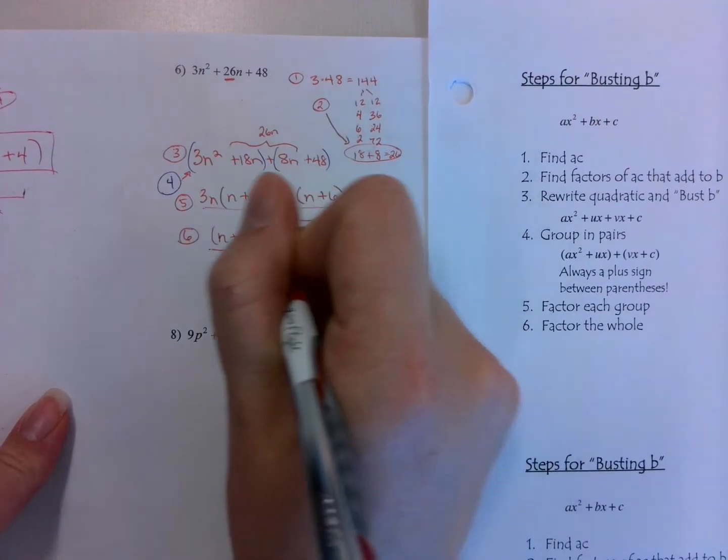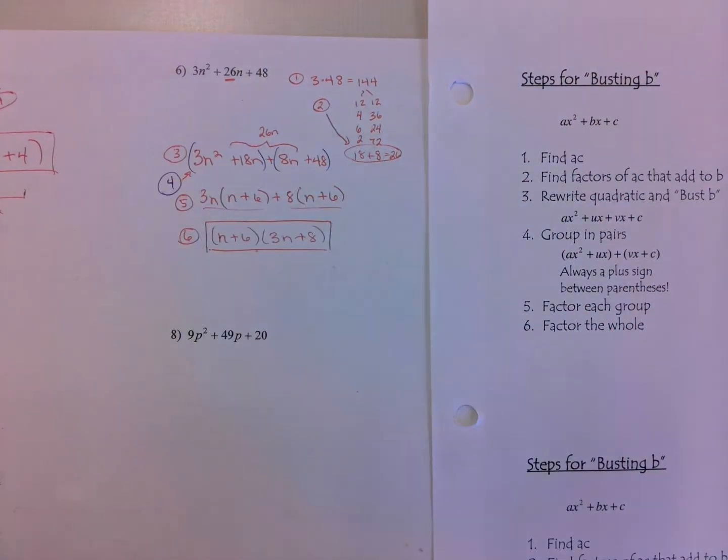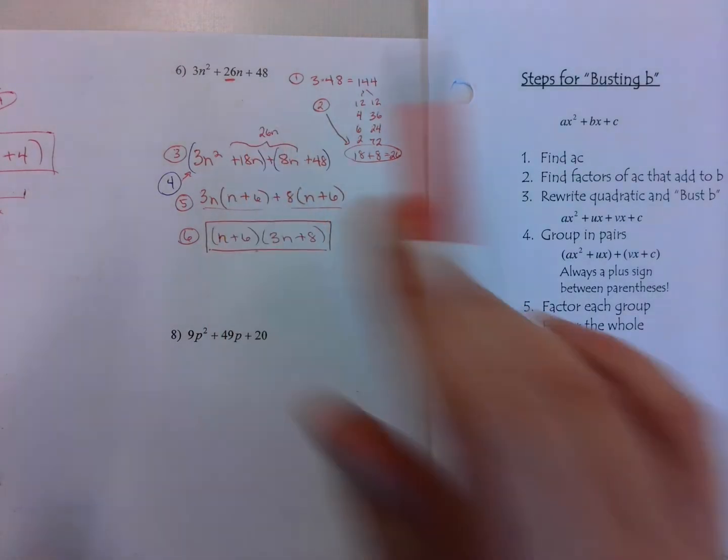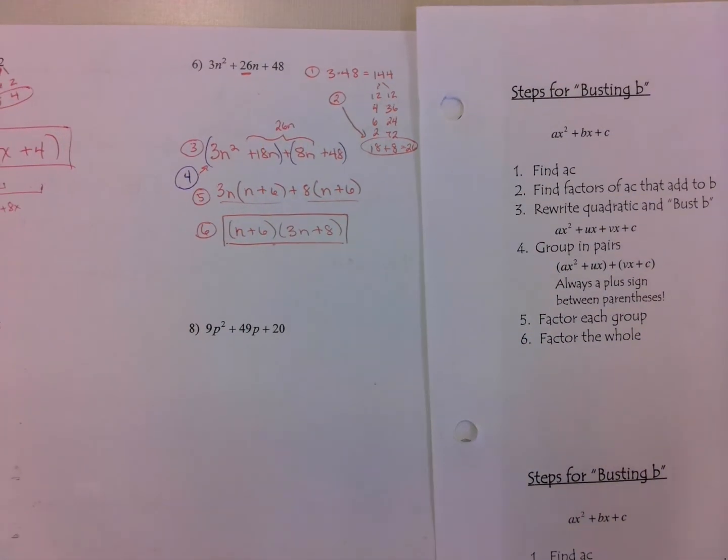Now that does seem to take a long time, especially when I'm explaining it. But this is a surefire way that will always work, and you don't have to keep trying. 48 had a lot of factors, so you'd be trying it a lot. So let's try this again.